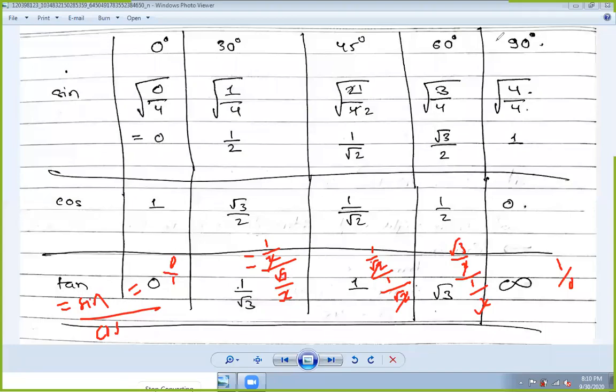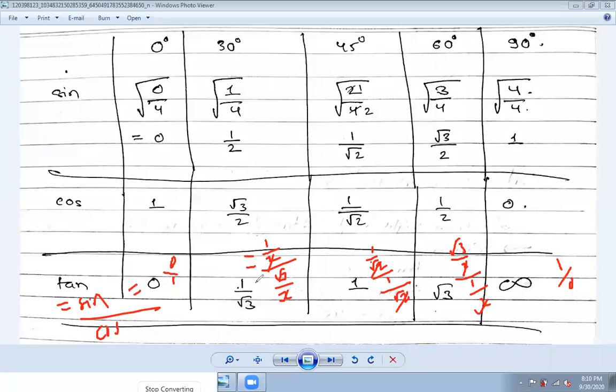Now after that, I hope you have copied this, and hope you know how this value has come. 0, 1 by root 3, 1, root 3, and infinity. How the value has come, I hope you have understood. I have shown you the trick of how to remember, but how this value has come, that also you need to know, because one day you need to teach someone. So you need to know this value so that it will help you in the future.